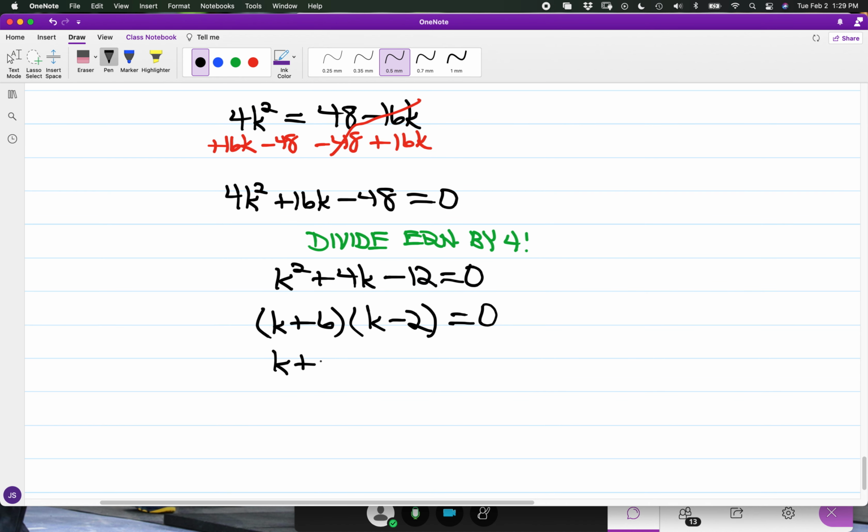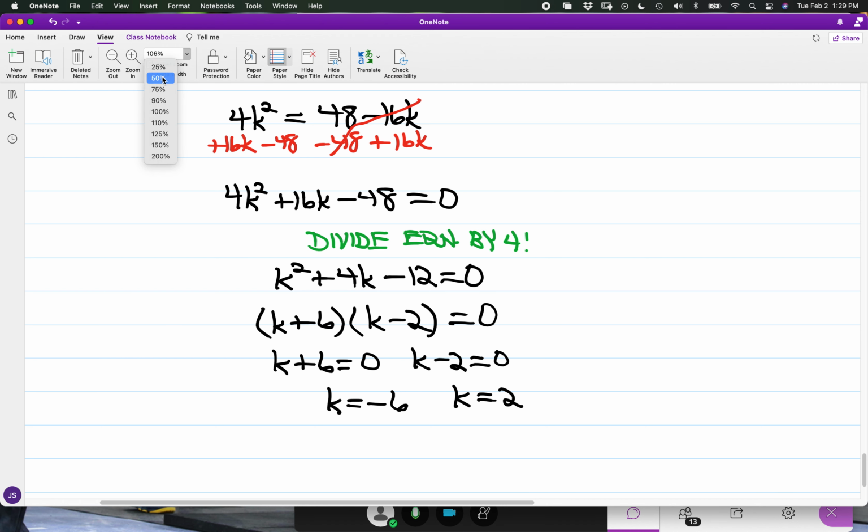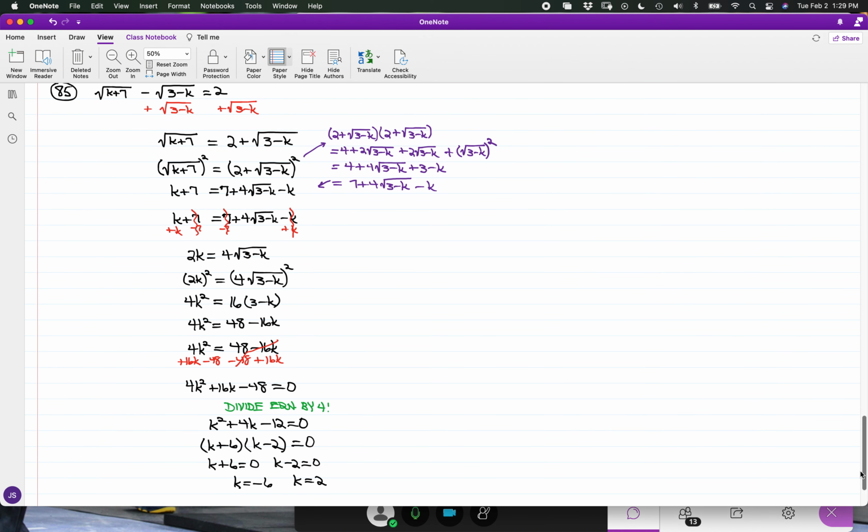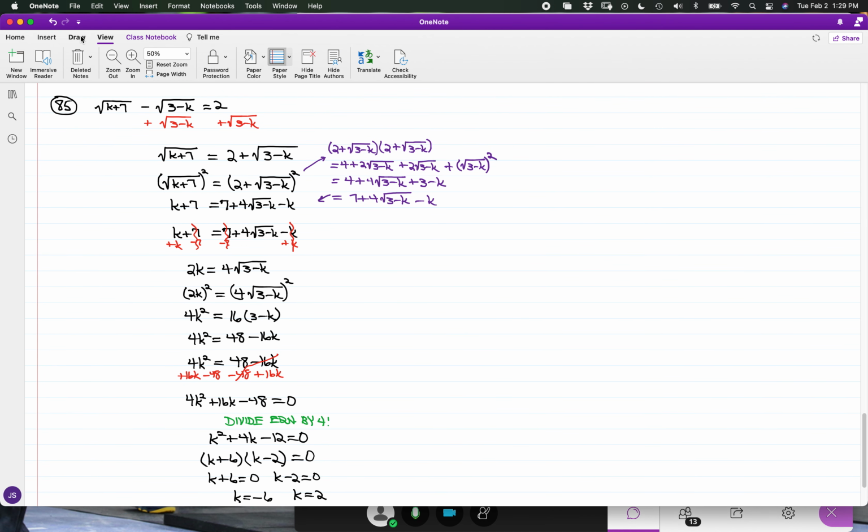Now we're going to have apparent solutions for k. If I set k plus 6 equal to 0, we have possibly that k is going to be negative 6. And from k minus 2 equal to 0, k might possibly be equal to 2. And so just looking at what we have and checking what we have in the solutions.